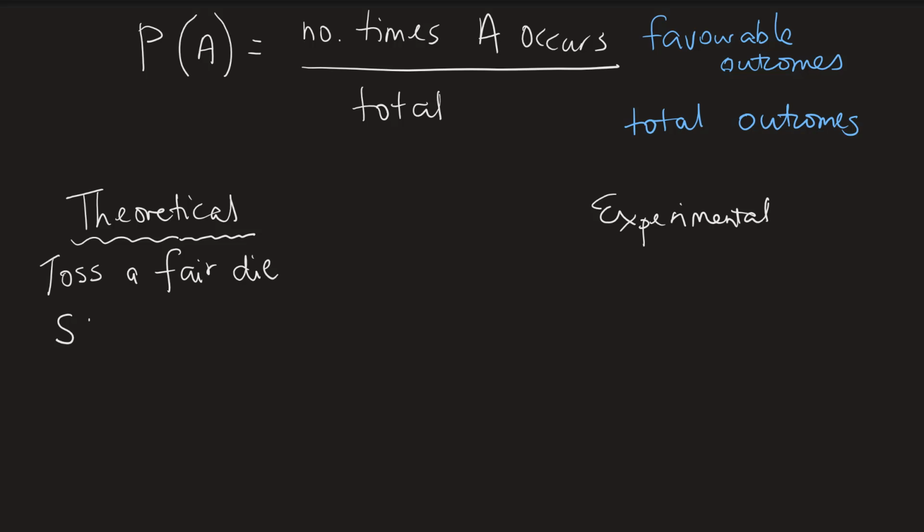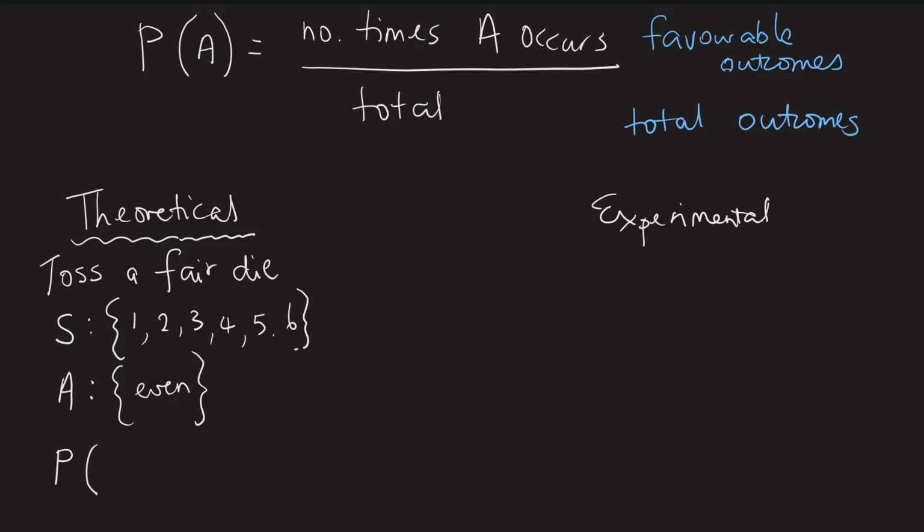The sample space for this would be 1, 2, 3, 4, 5, and 6. Let me define event A, and event A is going to be the even numbers. And now I'm going to ask you to find the probability of getting A. So if we look at our definition above, the probability of A is the number of times A occurs. So that means the number of even numbers that I have.